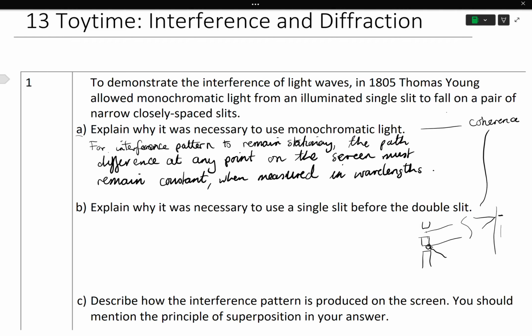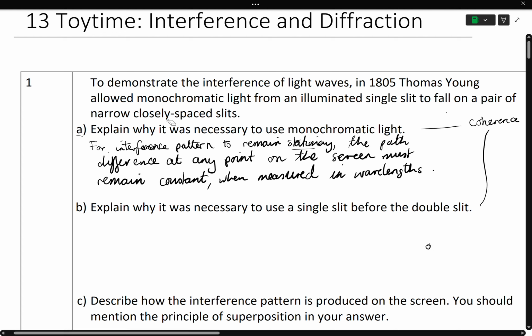But at any point in between, it also has to be a set number of wavelengths, and it has to stay the same number of wavelengths as time progresses. Otherwise, the point that previously was an interference maxima, a short while later, might not be a maxima anymore, in which case we wouldn't get this stationary interference pattern on the screen.